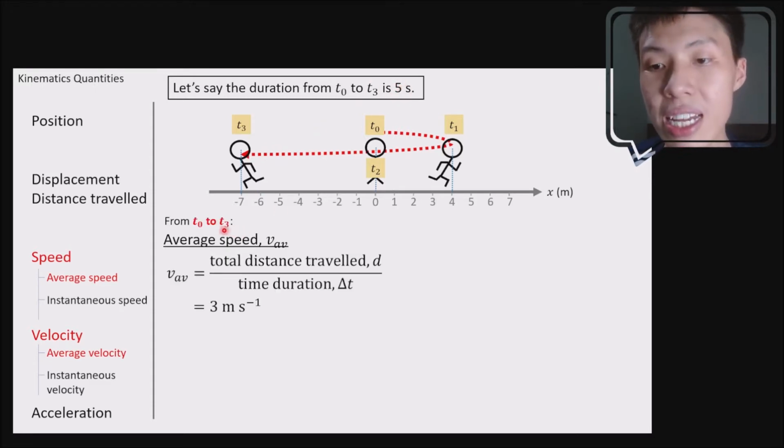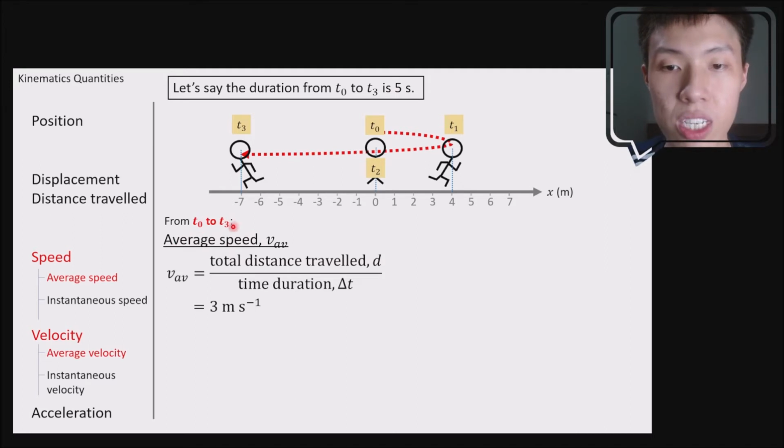If we analyze the average speed from t0 to t3, we can calculate it by getting the total distance traveled, which is 4 plus 4 plus 7. We add these without caring about the direction, just the length of the path traveled. Then we divide by the duration, which is 5. So 15 divided by 5 is 3 meters per second. If you're not sure about what I'm saying, you can watch back the video on average speed.